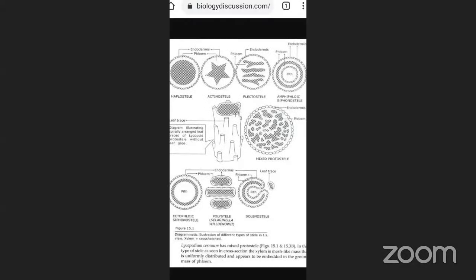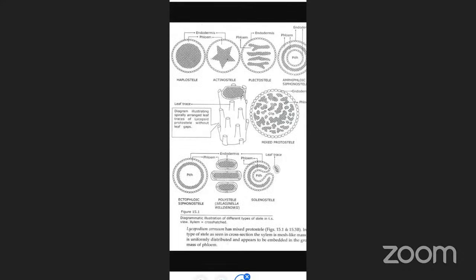Heterospory is also a seed habit. What is stelar evolution here? Stele means the central core system, a pillar-like structure or a central core system.